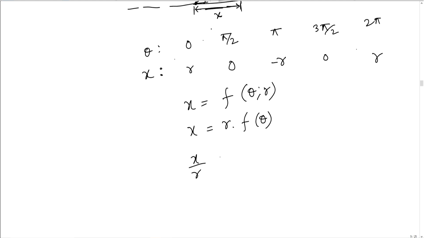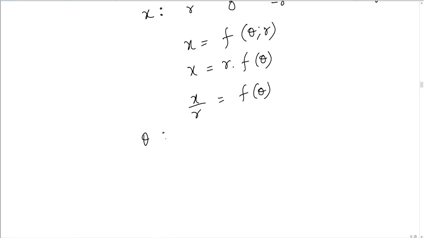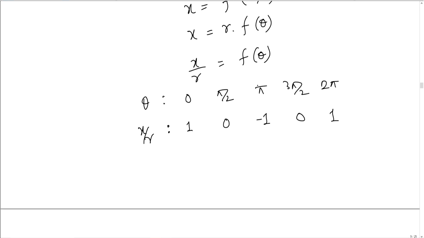So, x by r can be said to be a function of theta, and that makes sense because when you take theta 0, pi by 2, pi, 3 pi by 2, 2 pi, and so on, the value of x by r is, at 0, r divided by r, 1. Then it becomes 0 at pi by 2. Here it becomes minus 1, and 0 and 1. So, this is how the value of x by r repeats. So, you can write x by r is a function of theta.